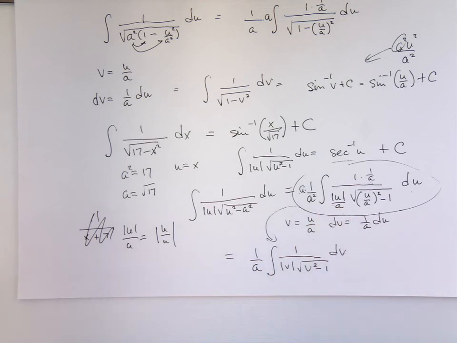Okay? When it comes out of the square root, we're assuming a is positive. So absolute value of u all over a is the absolute value of u over a. So, we can do it.